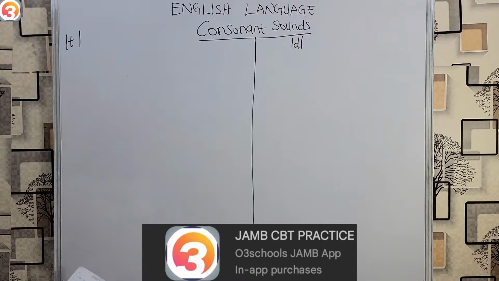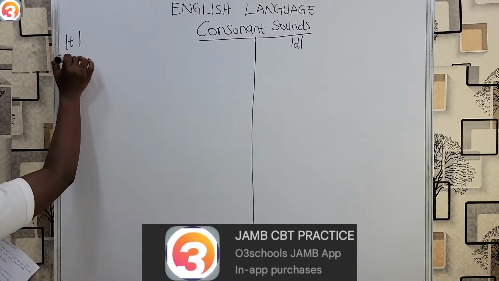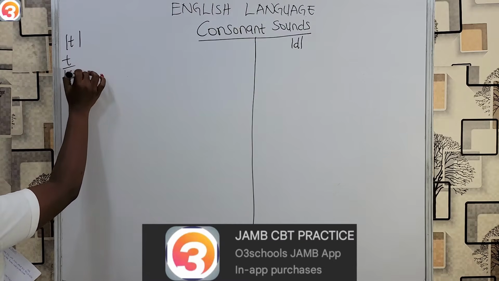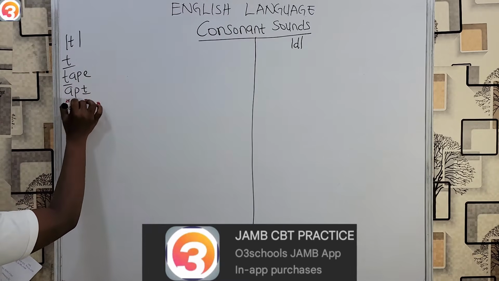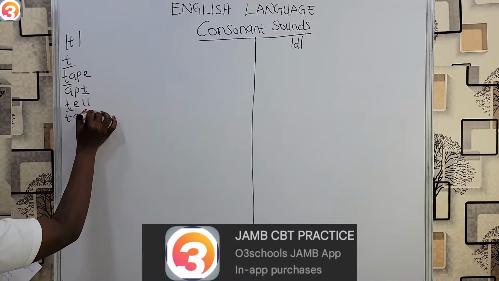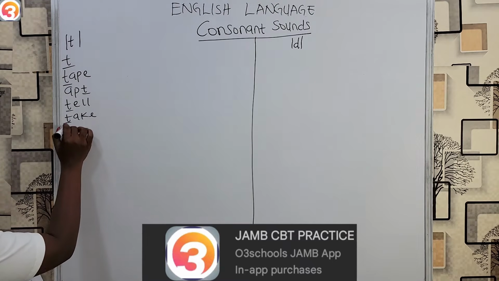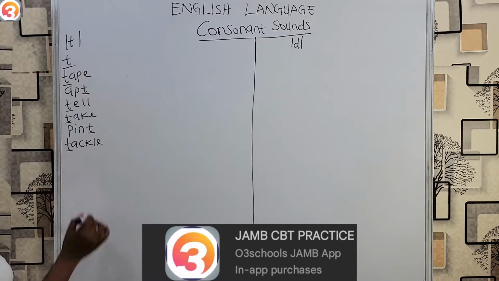We can find consonant T in words containing letter T, either at the beginning, the end, or the middle. Like tape, apt, tell, take, vote, pot, pint, tackle. Words like this containing letter T, they contain the consonant sound.